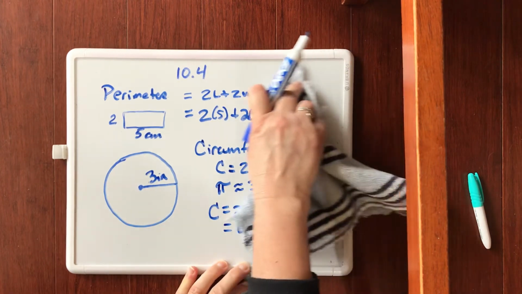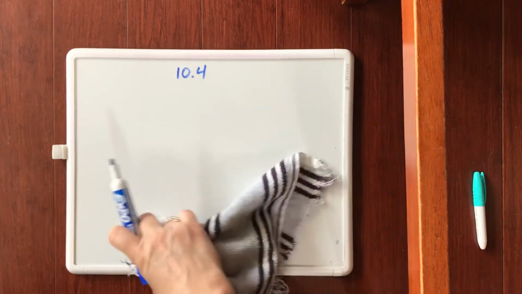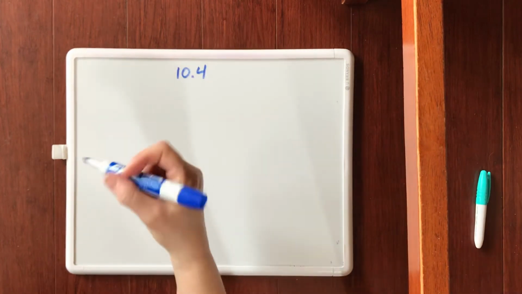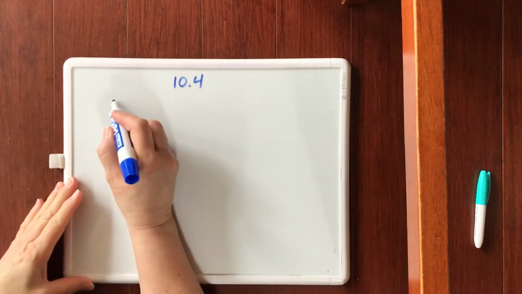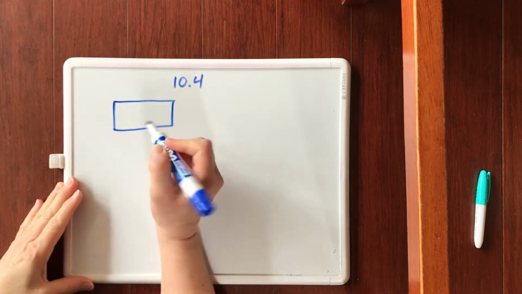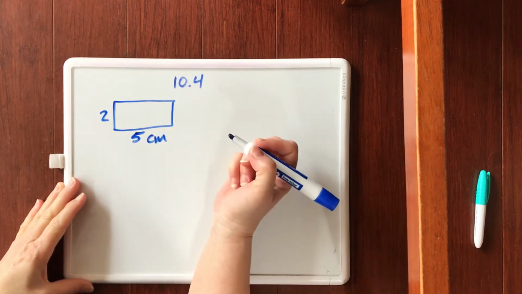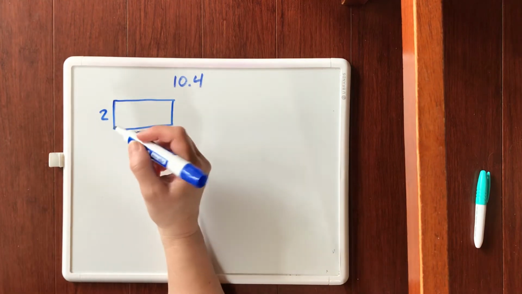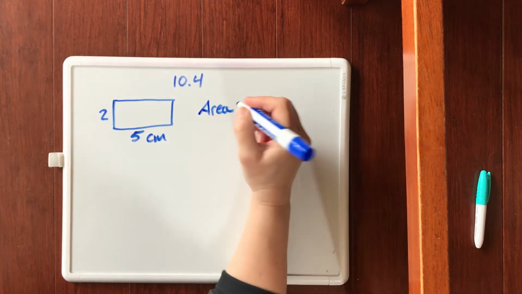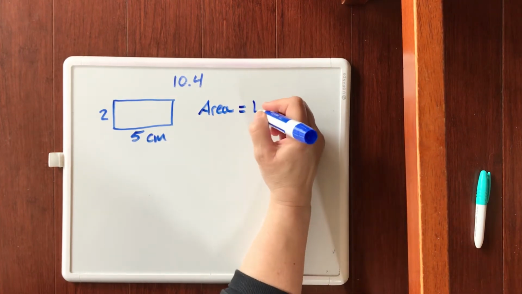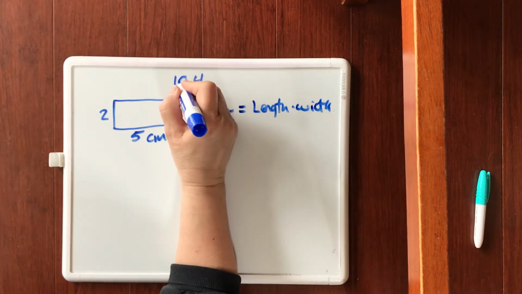Okay, we're going to talk about area now. Area is measuring what's on the inside of the shape. So if we take the same shape that we had before, a rectangle, and we have 2 and 5, and I call this centimeters, then the area would be length times width for a rectangle.